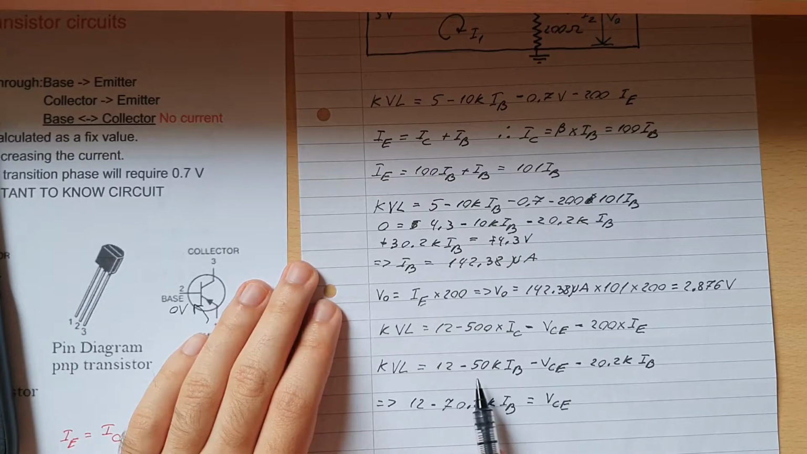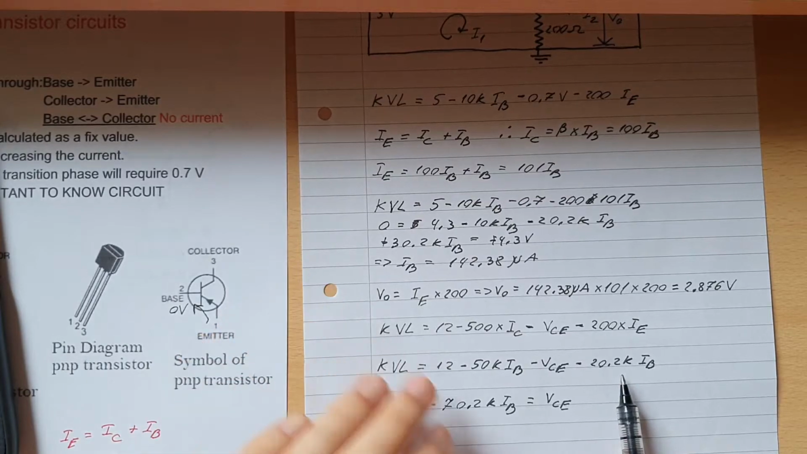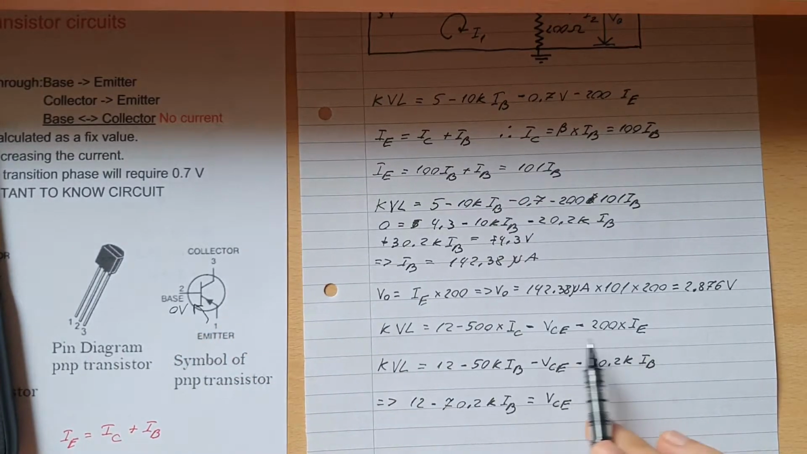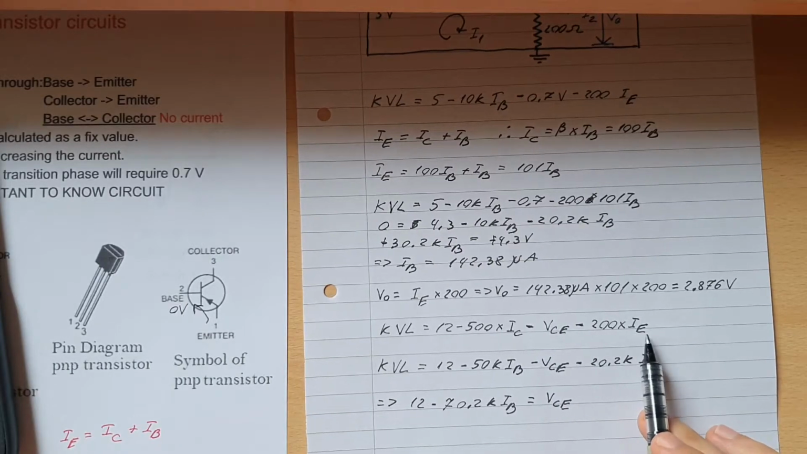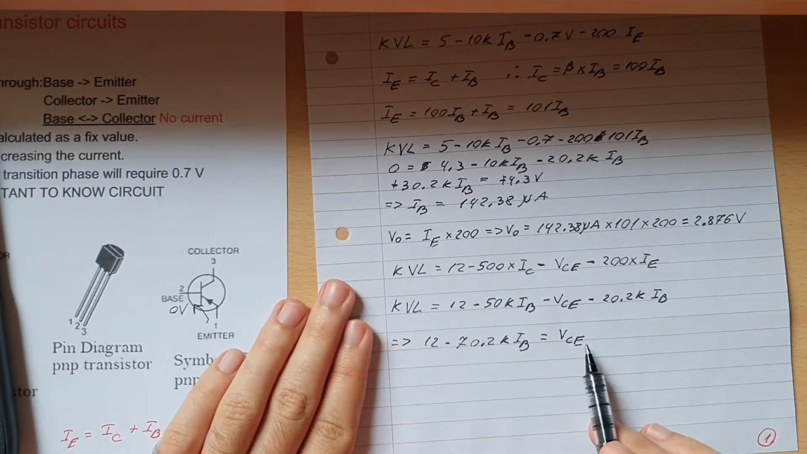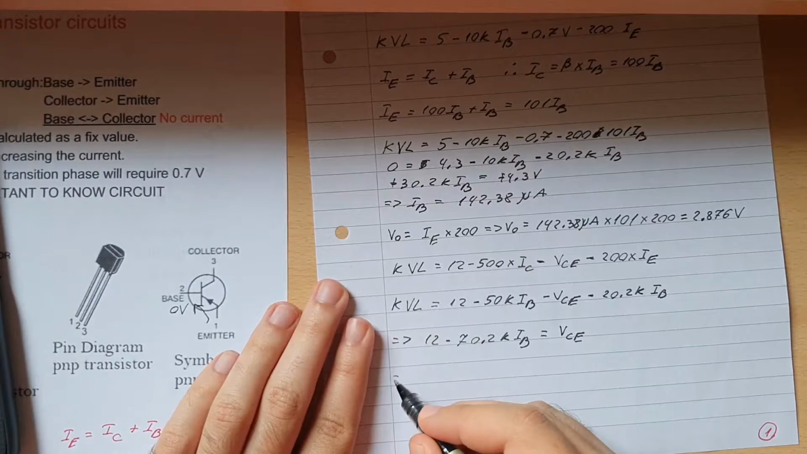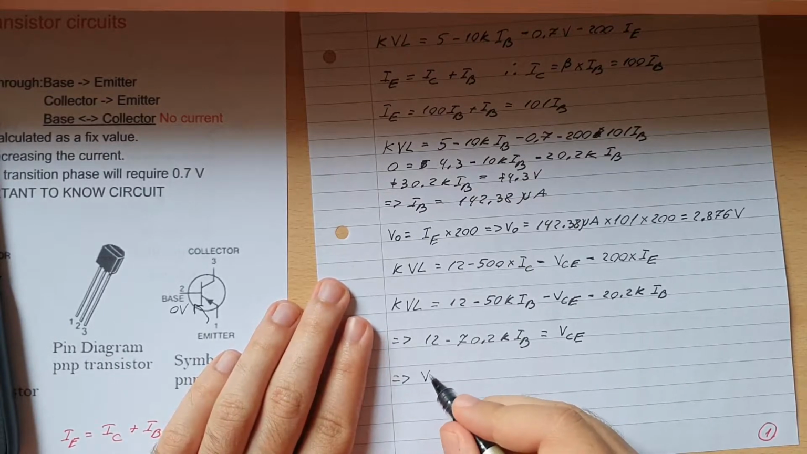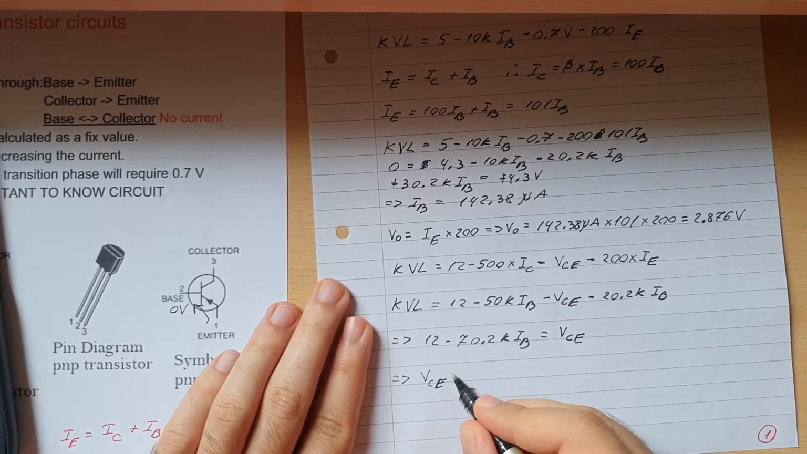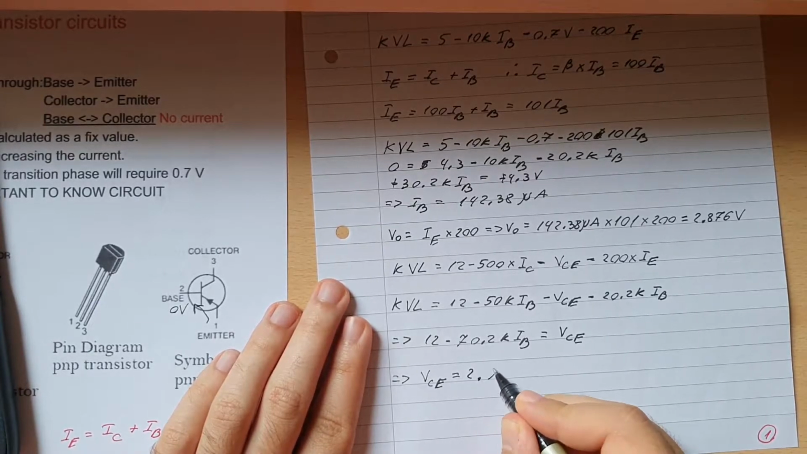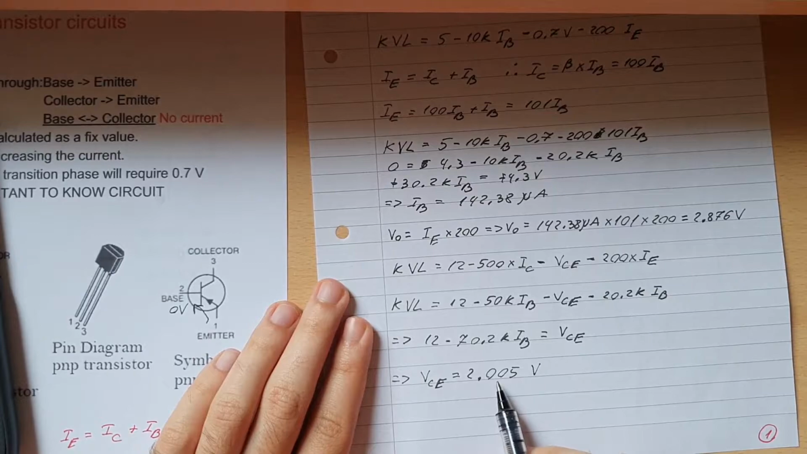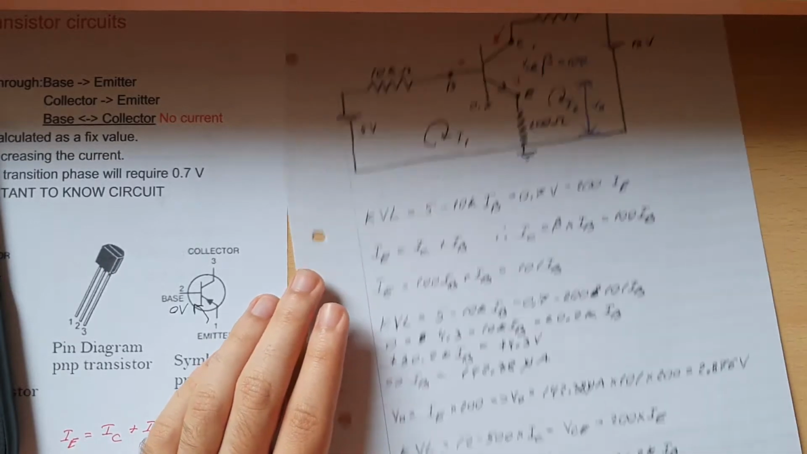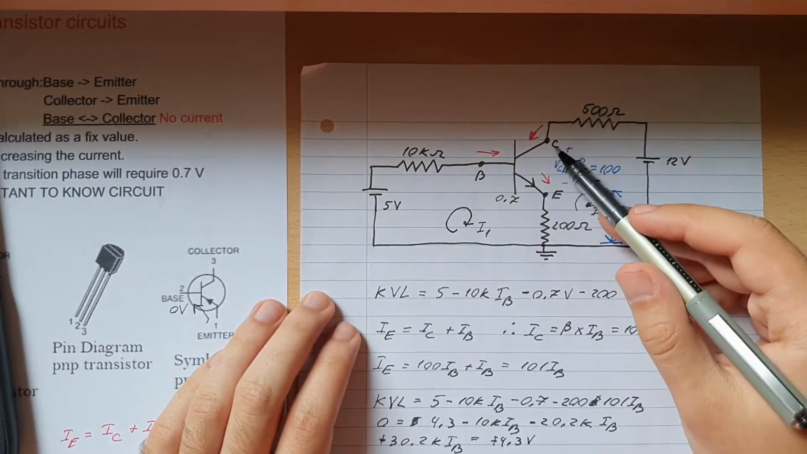That would be 12 minus 50k IB minus VCE minus 20.2k IB, because I converted them to IB values. This one will be 100 IB, this one will be 101 IB. Then I rewrote it here again, and I was at the last step of writing it, VCE equal to 2.005 volts. So that will be the voltage drop inside VCE right here.